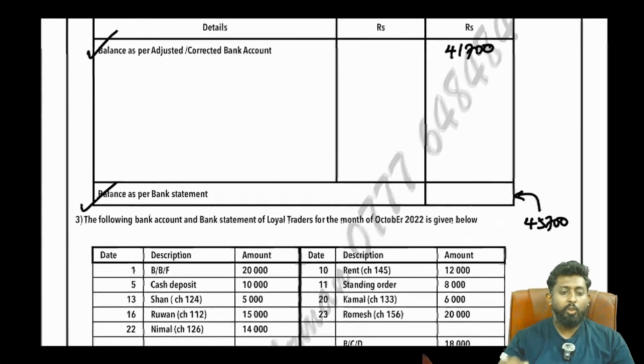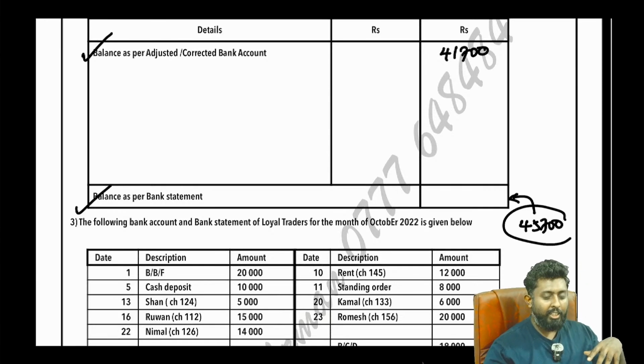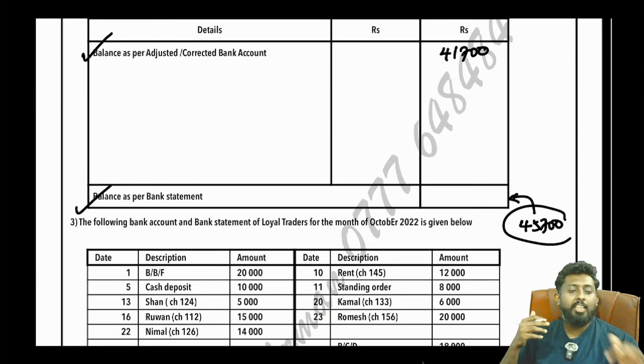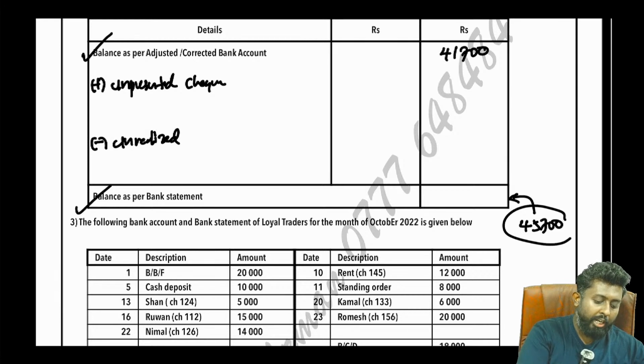So this is not the answer, guys. Some students think this is the answer. No. That is the balance as per bank statement. So what could be the difference between these two? It could be unpresented checks and it could be unrealized checks. Why we add unpresented and minus unrealized, we explain with our mathematics.